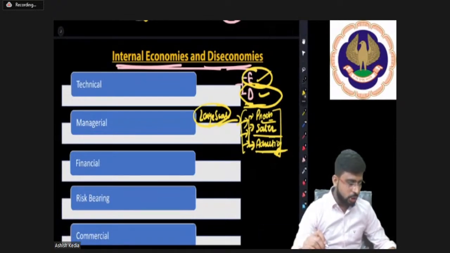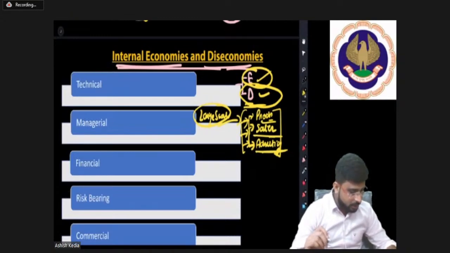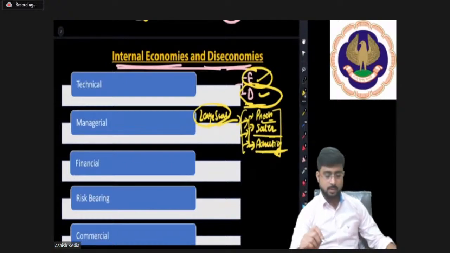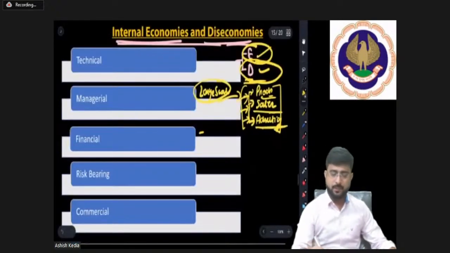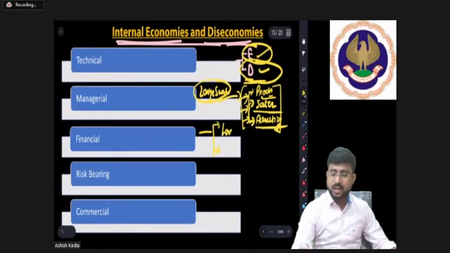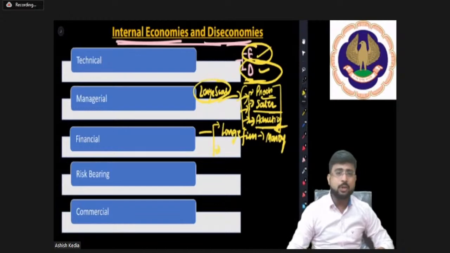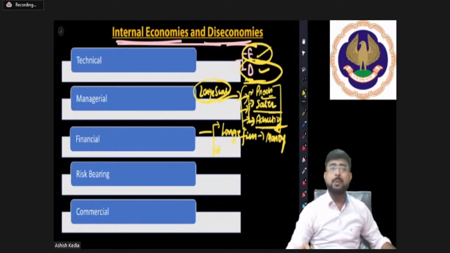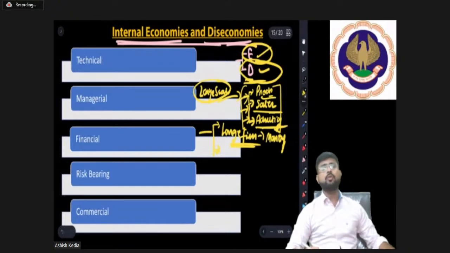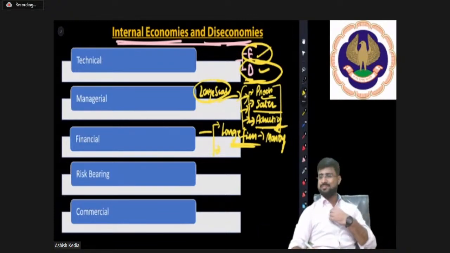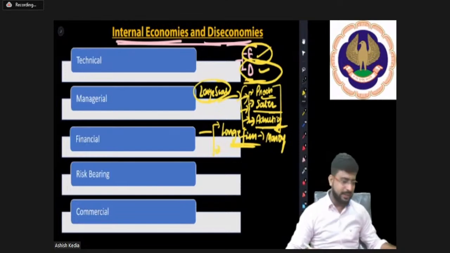Now friends, we are talking about financial economies and diseconomies. Okay, pay attention everyone. If you operate on a large scale and you are a large firm like Reliance and the Tatas, it is easier for them to raise money from the market on better terms and conditions. Banks will be ready to give you loans at a lesser rate of interest. Even people will be ready to buy your shares because of your large scale operations that is known to them. Okay, correct? Yes sir.